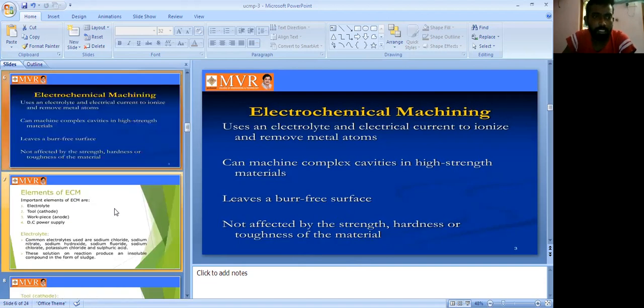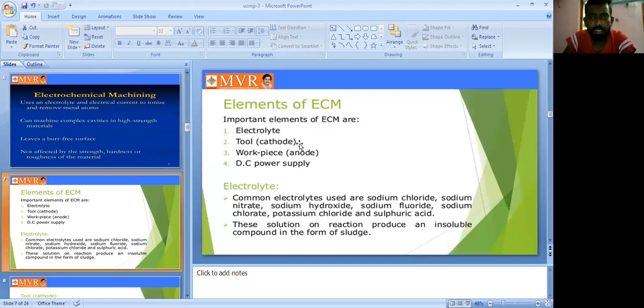Next, the elements of ECM. What are the major key elements? There are four important ones: first the electrolyte, next the tool, next the workpiece, and next the DC power supply. The electrolyte is common, the tool is the cathode, and the workpiece is the anode. These four are the major key elements of ECM.